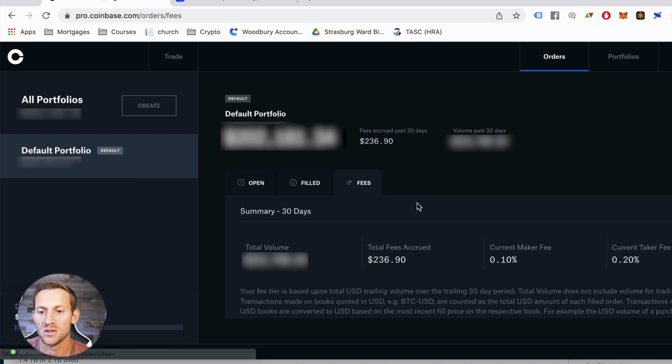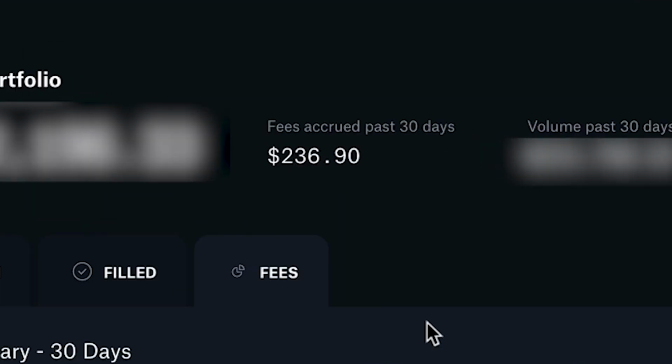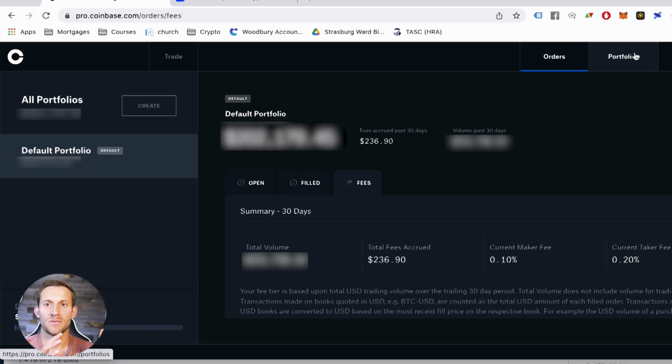And then very importantly, you can go see how much you've spent on fees. And this is 30 days, so this is how much I've spent on fees in 30 days. I trade quite a bit, that's still $230 down the drain in fees. Okay, so this is all the ordering.